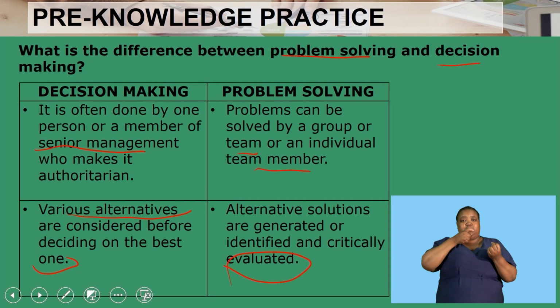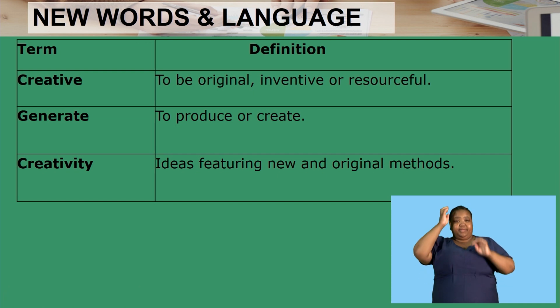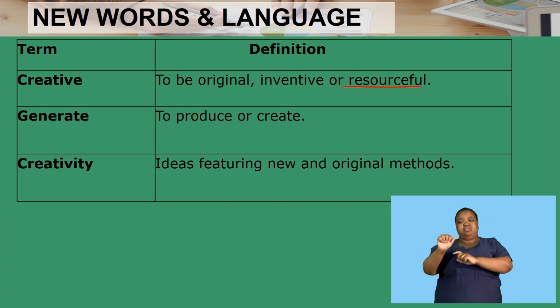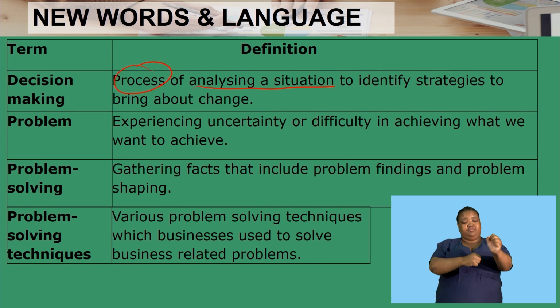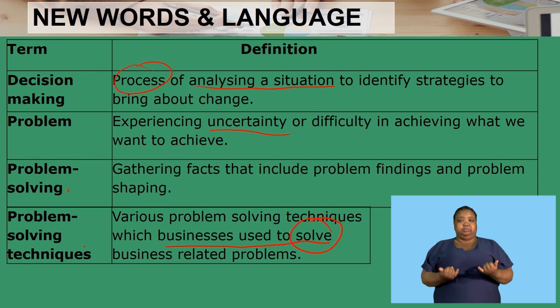Right, let's move on. These are the new words that we're going to come across as we are busy with the content. We're going to start with creative: to be original, inventive, or resourceful. To generate is to produce or to create. Creativity means ideas featuring new and original methods. Decision making is a process of analyzing a situation in order to identify the strategies to bring about change. A problem is experiencing uncertainty or difficulty in achieving what we want to achieve. Problem solving is gathering the facts that include problem finding and problem shaping. Then we've got problem-solving techniques. These are various problem-solving techniques which businesses will use to solve business-related problems.